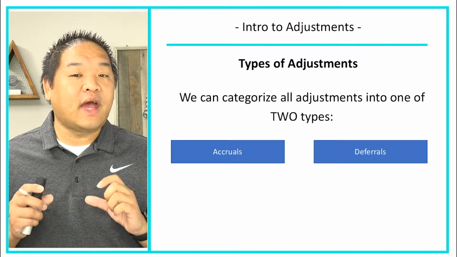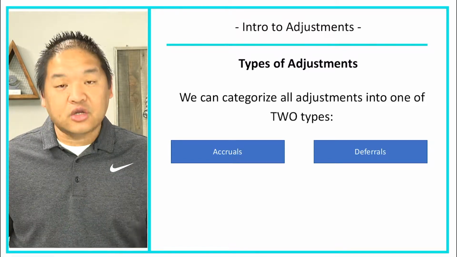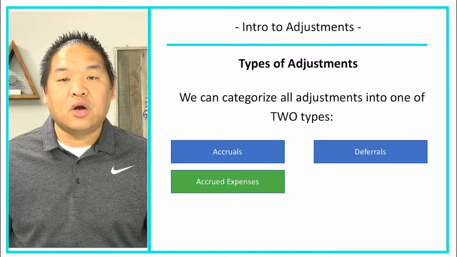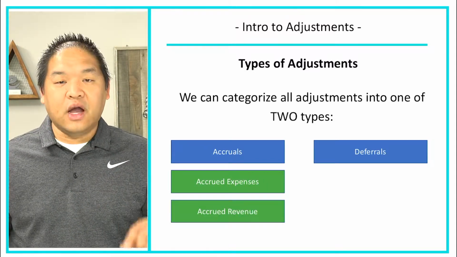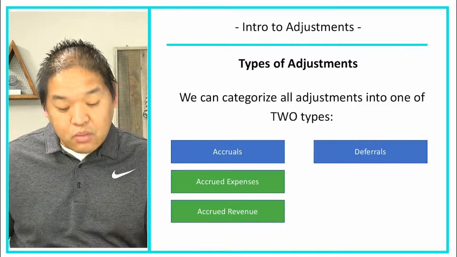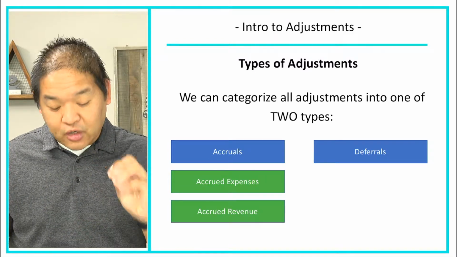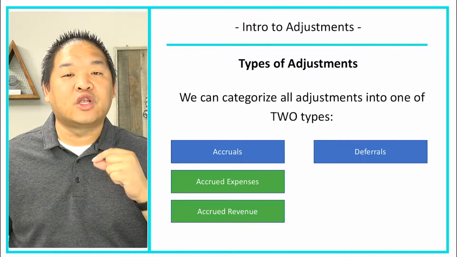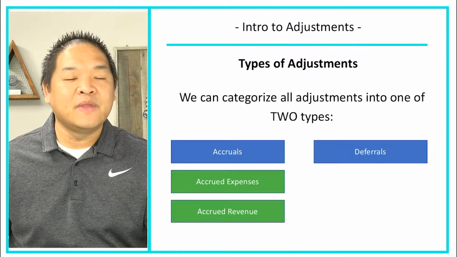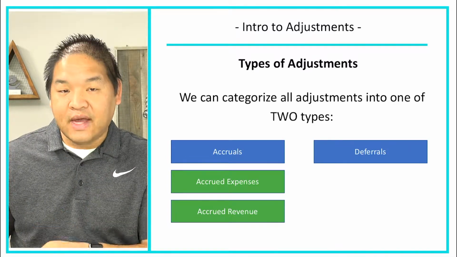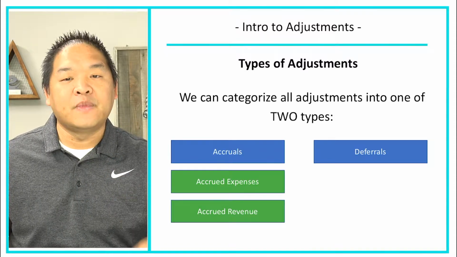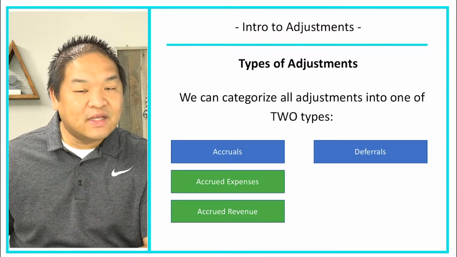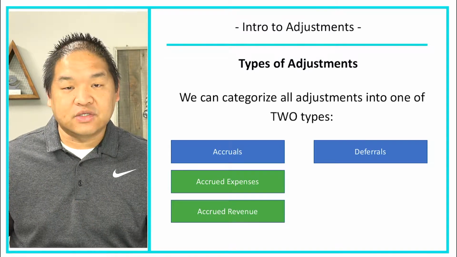Now, we can break that down even more on the accrual side. We have something called accrued expenses, and we also have something called accrued revenue. So we'll talk more about those later, but accrued expenses mean that you've incurred expenses now, but you haven't paid them yet. Accrued revenue means you've earned the revenues now, but you haven't received the cash yet from your customers.